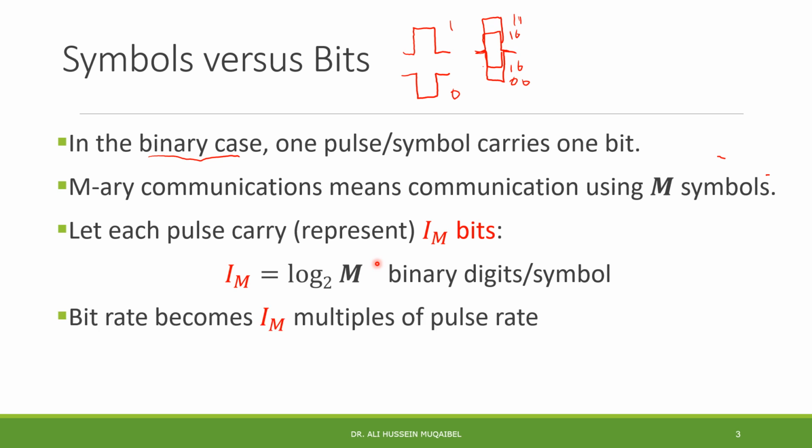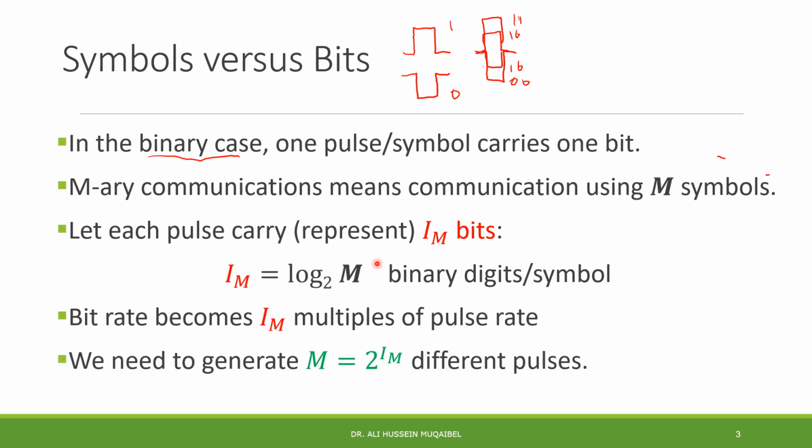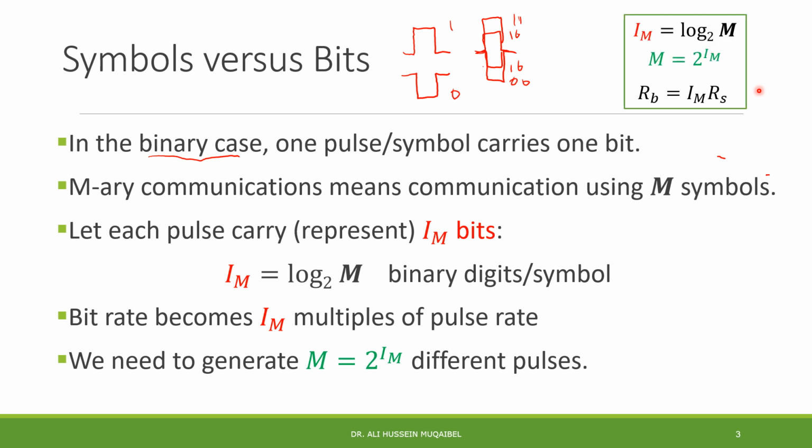Now the bit rate becomes IM multiples of the pulse rate, and we need to generate M different symbols, or M different possibilities at a time for a given time slot. So in binary, symbol equal to bit. In non-binary, this is the relation that governs the two. I'm going to summarize this in a table, so you are expected to get this relation.